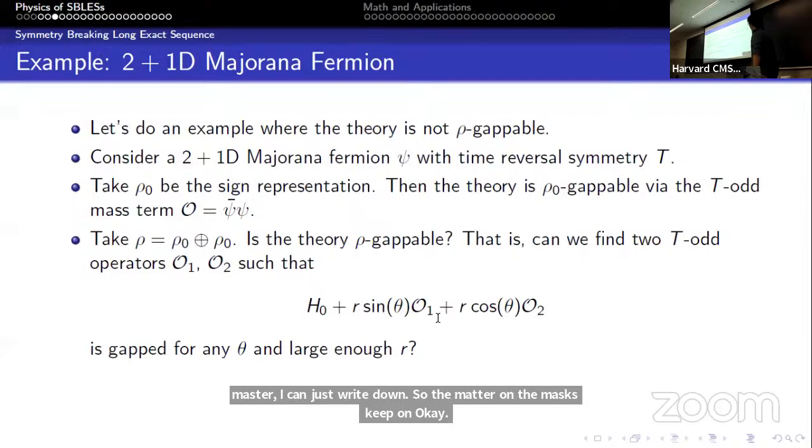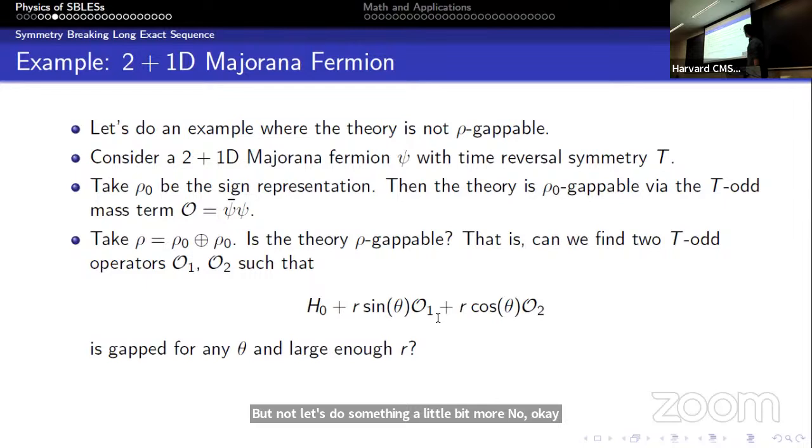Now I can ask, what if I take rho to be the direct sum of two? Is this rho gappable? Putting it in plainer words, can I find two TR operators, O1 and O2, such that, with the Hamiltonian for just the 2+1D Majorana fermion, when adding these two operators, if R is big enough, far enough away, this can be gapped for all theta, for the entire circle of large enough radius. That's what it means to ask whether it's gappable.